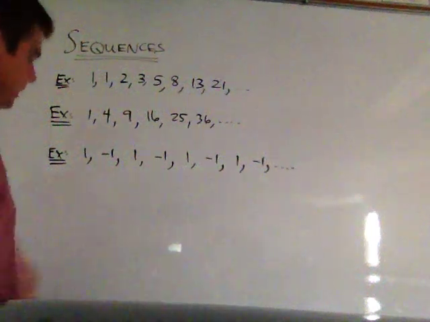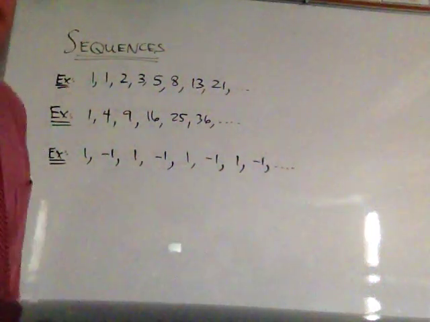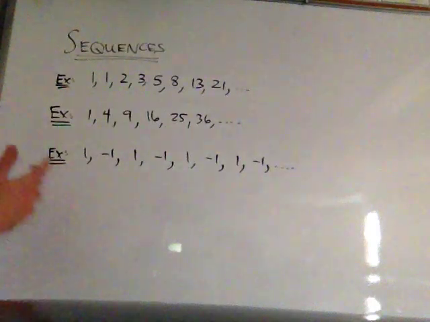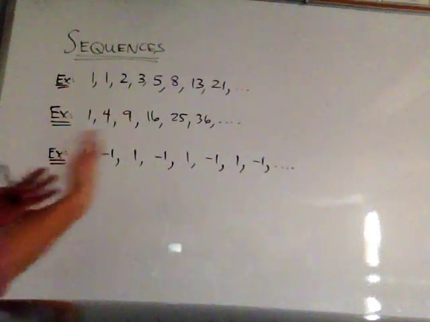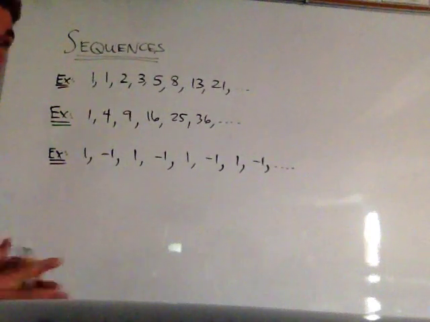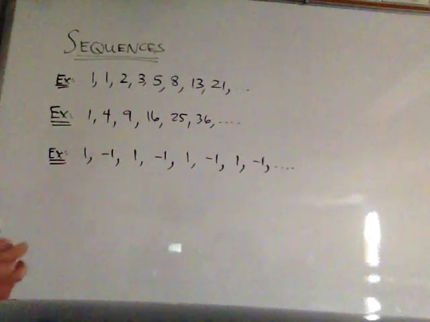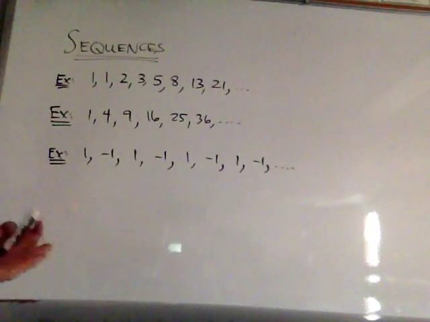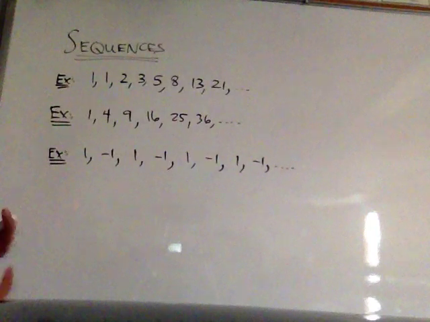Okay, so our next topic is going to be sequences. A sequence is simply an arrangement or a pattern or a list of numbers. The sequence could have a very predictable pattern, or it could have a pattern that's not so predictable, but it is simply a list of numbers. If you take a look up here, I've got three sequences.